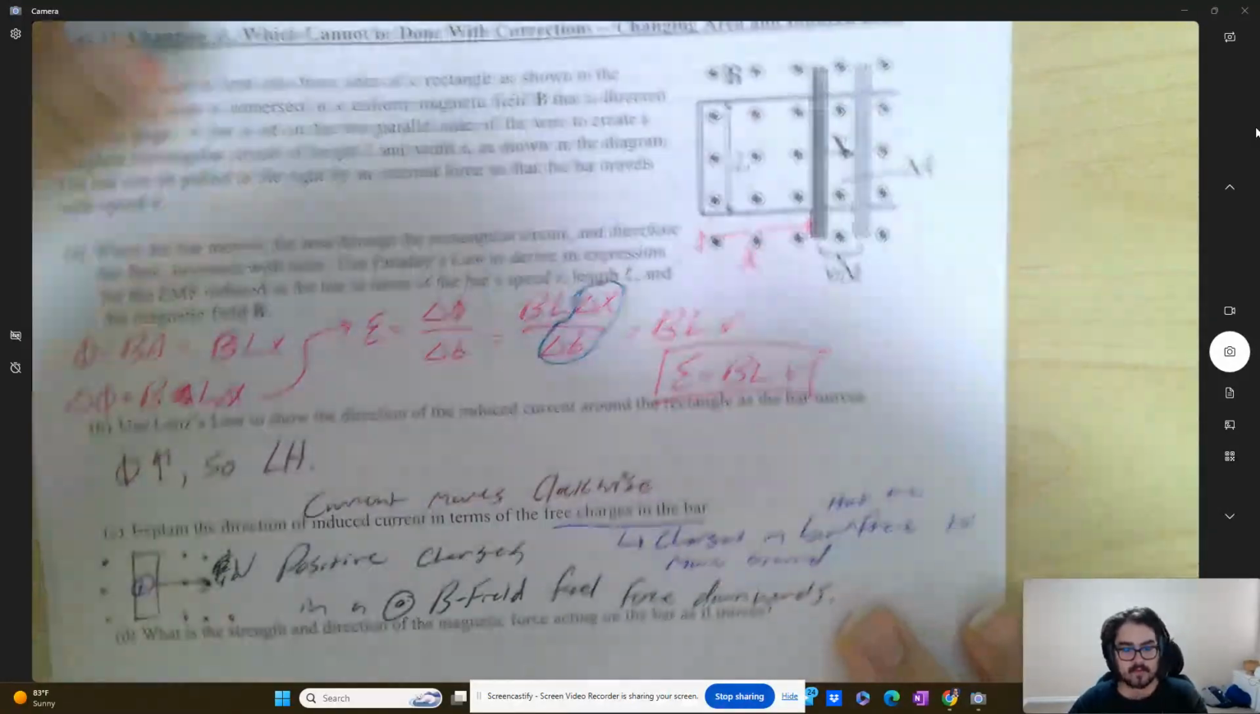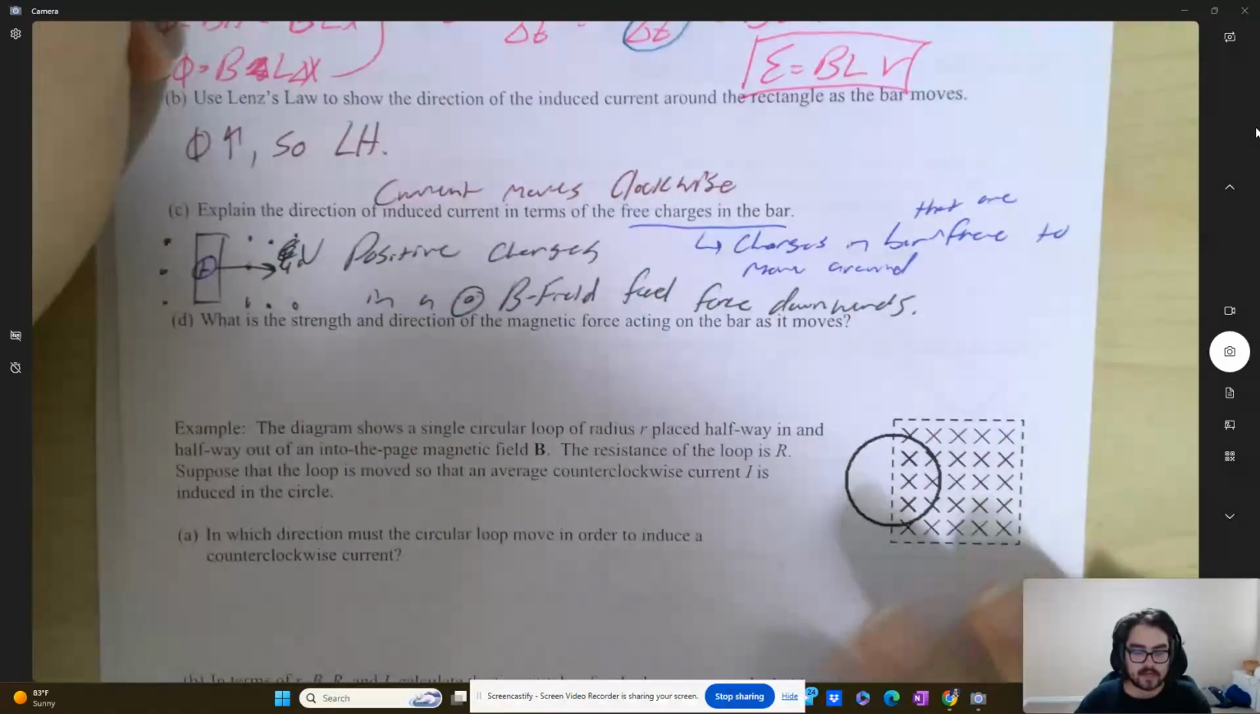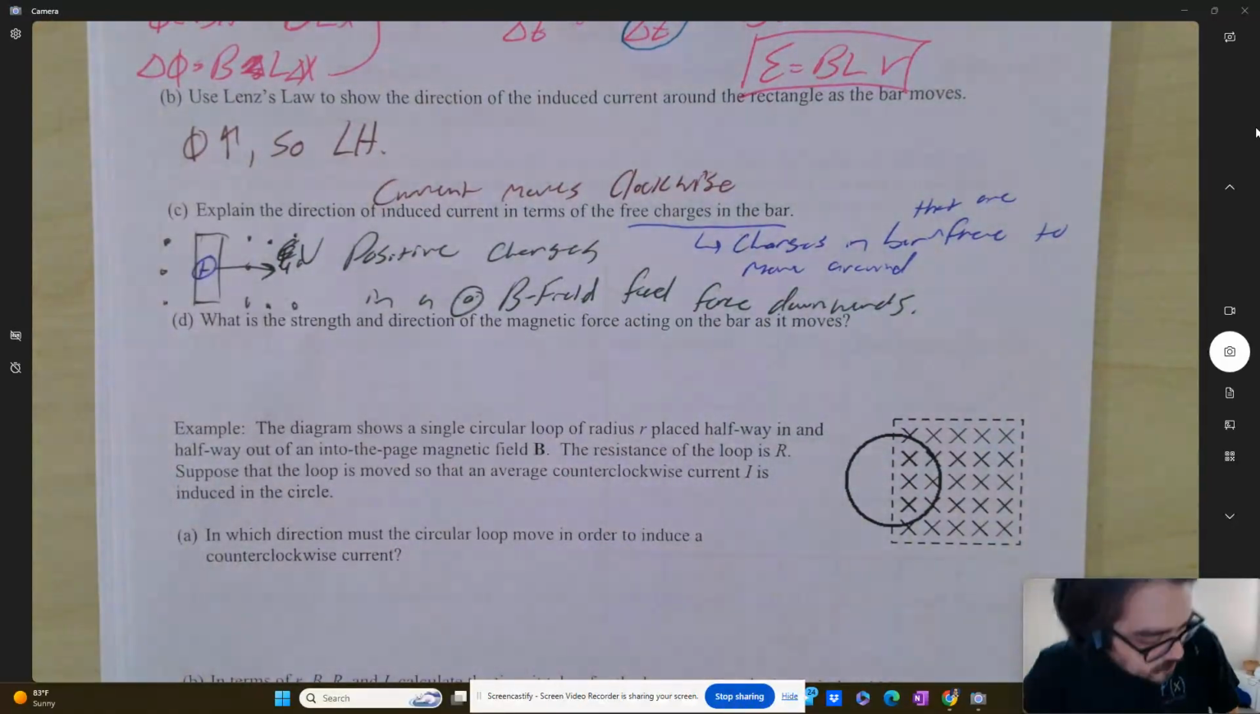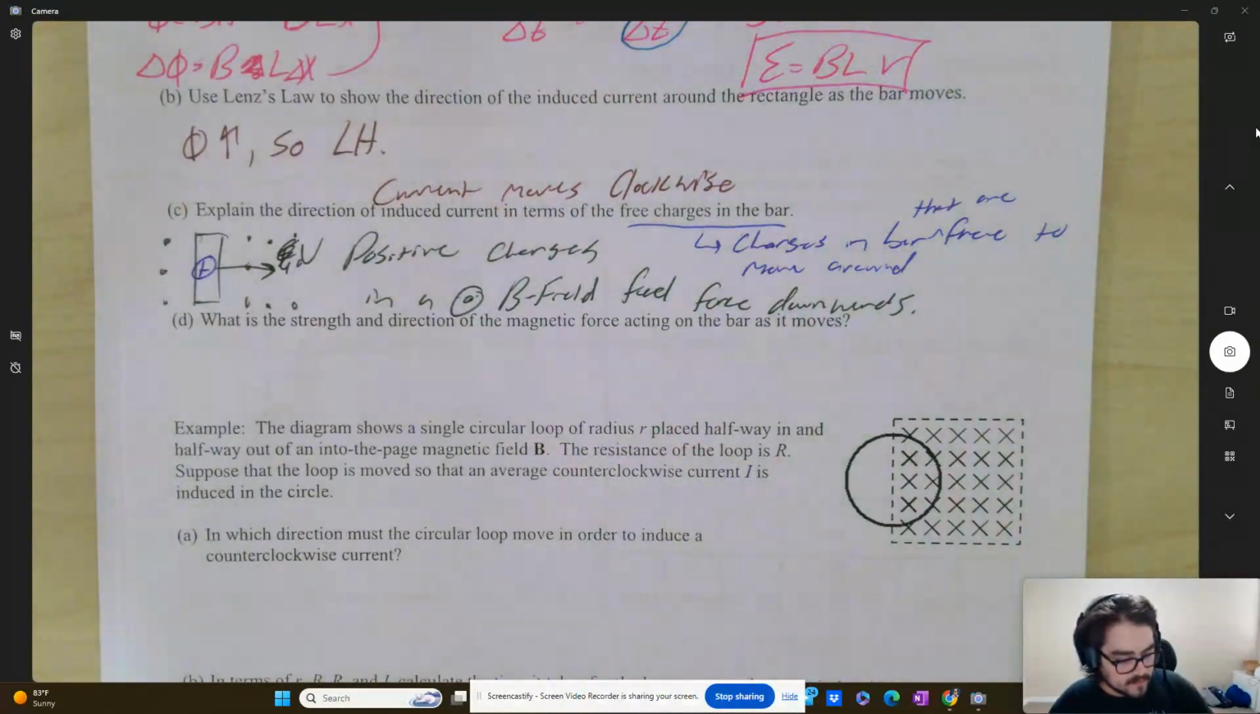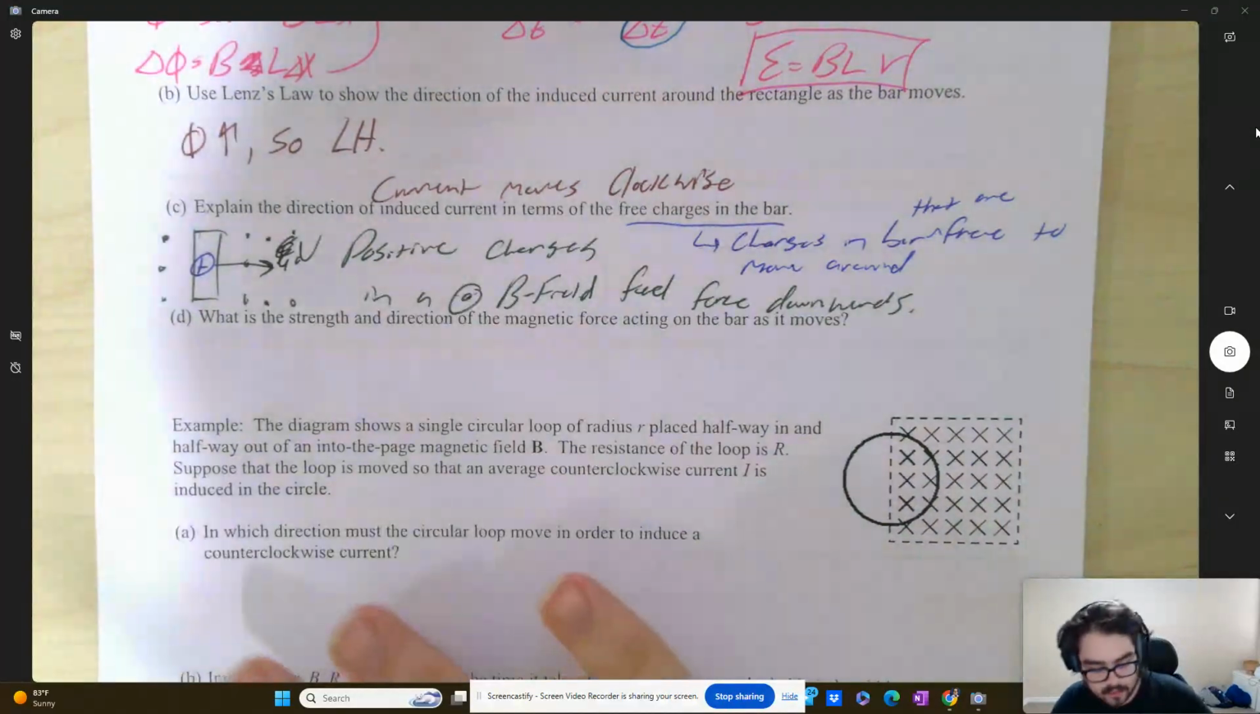Okay. What is the strength and direction of the magnetic force acting on the bar as it moves? There's a couple of steps to this. The first step is to get the current.